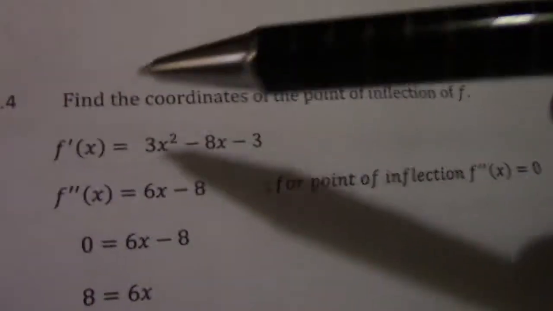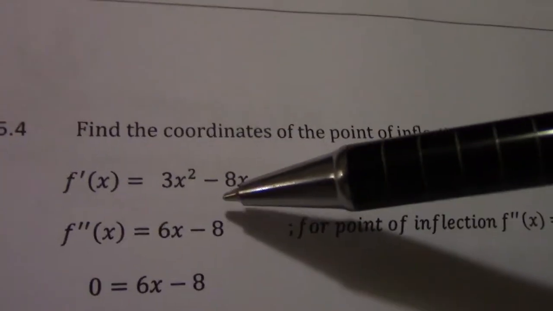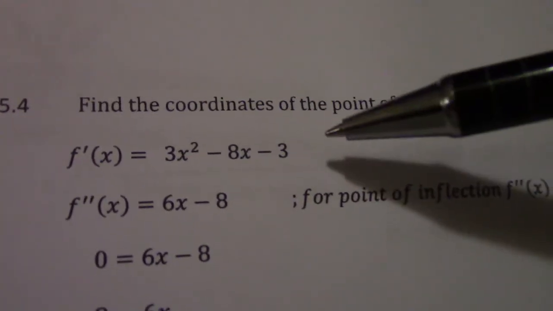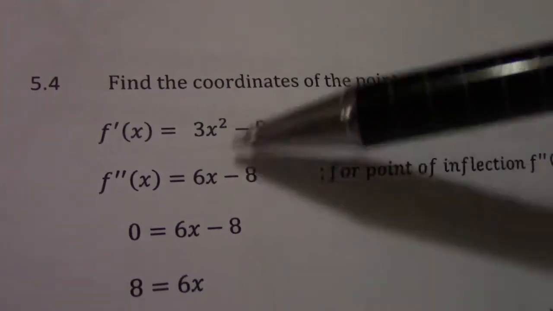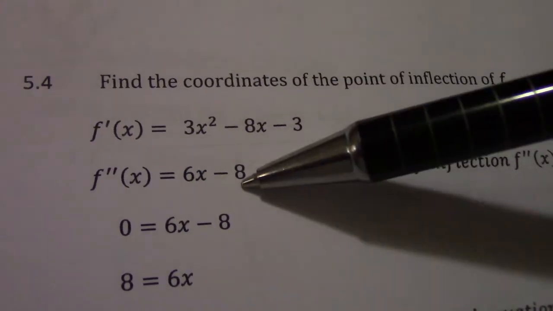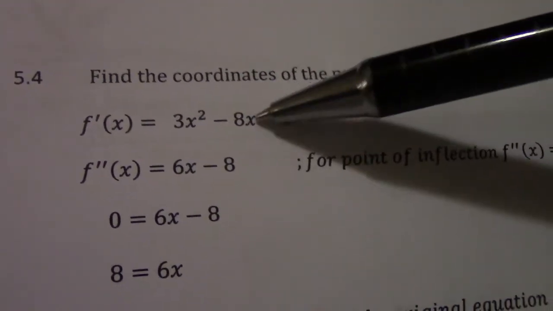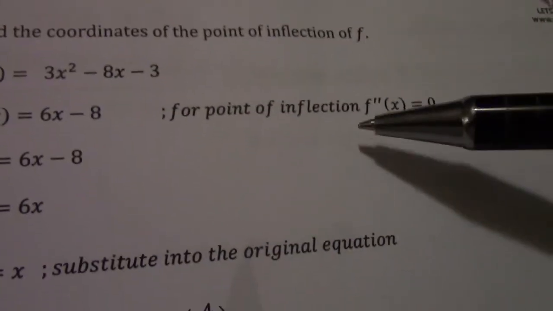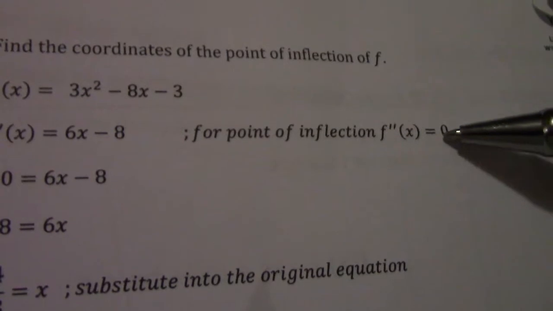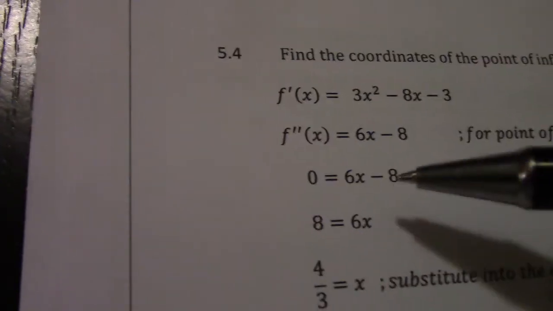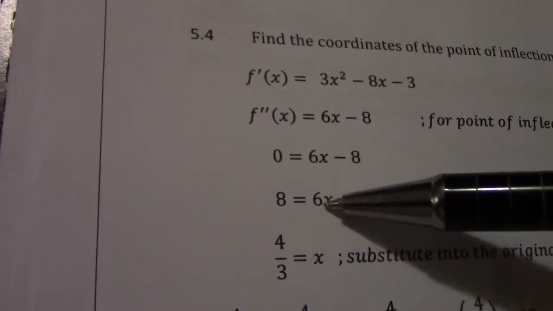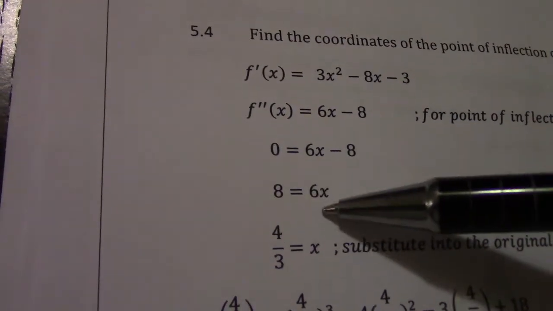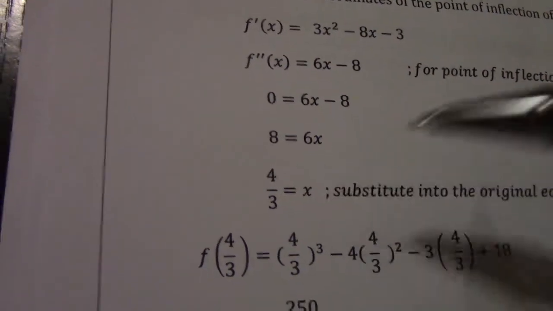Further, find the coordinates of my point of inflection. My first derivative I found previously was 3x squared minus 8x minus 3. So for the second derivative, 2 times 3 is 6. 2 minus 1 is 1, 1 times negative 8 gives me negative 8. 1 minus 1 is 0, and anything to the power 0 is 1. Again, for the point of inflection my second derivative must equal 0. So 0 equals 6x minus 8. Now we solve for x. Take 8 across, positive 8. 6x equals 8. Divide 8 by 6, that simplifies to 4 over 3.